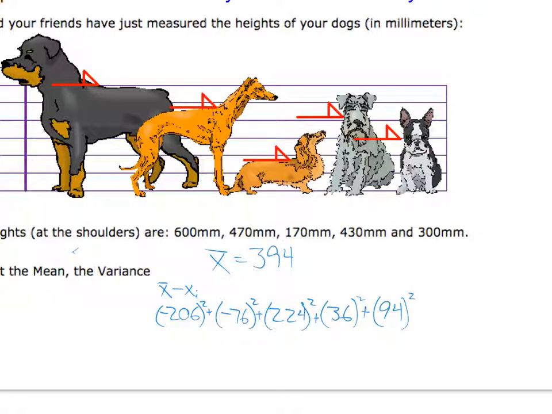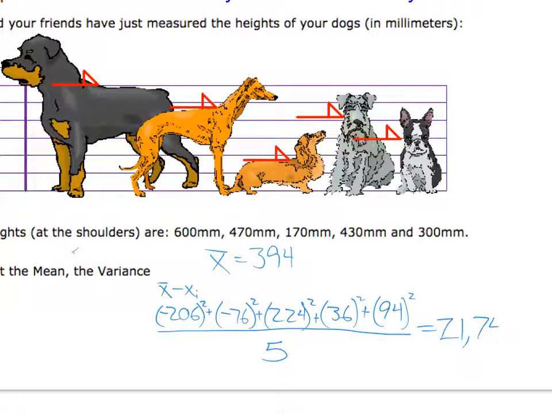Alright, so there is the sum of the squares. Then we have to divide that whole thing by 5, because there are 5 scores. Does that make sense? That's what I did. And you got, what, 71,000? Yeah. 21,704.